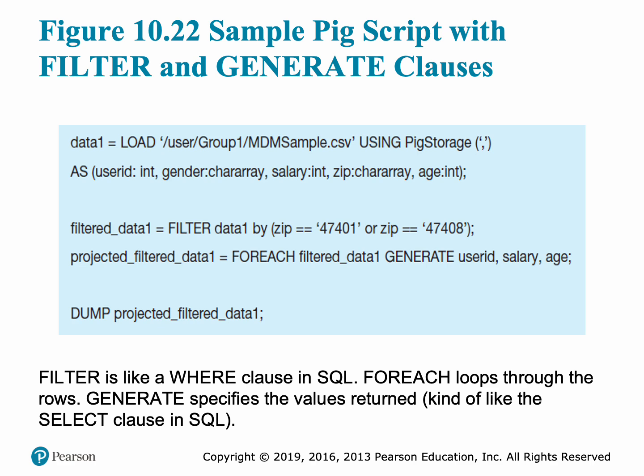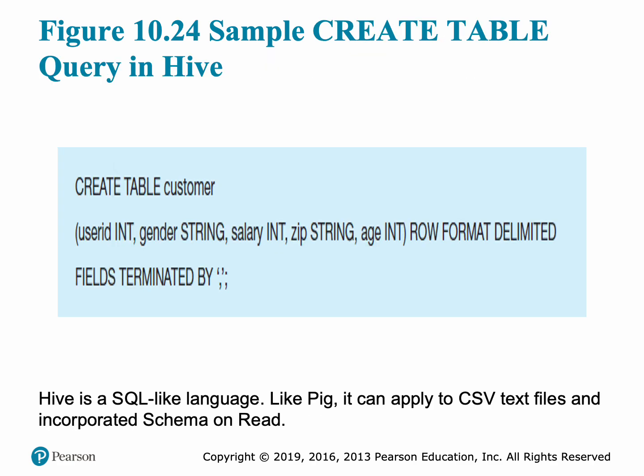All right. The sample create table query in Hive. Create table customer, user ID is integer, gender is string, salary is integer, zip is string, age is integer, row format delimited, fields terminated by, and then it's technically pretty much like SQL.